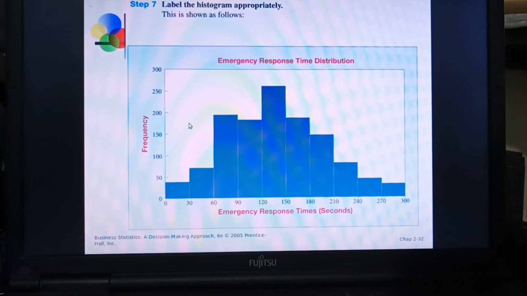This is what they have from the data given earlier from the emergency response team. How many seconds the responders take to get to their destination from the time they leave their station. From 0 to 300 seconds. Frequency, number of responders, and number of seconds.